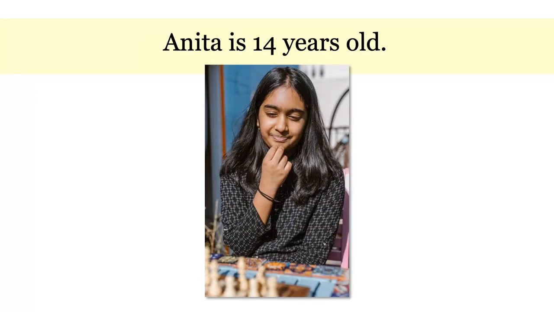I'm going to tell you about Anita. Anita is 14 years old. She plays tennis and golf very well. She is playing chess right now. She is a student. Her favorite color is red, and she often wears a red sweater. But right now, she's wearing a black shirt.